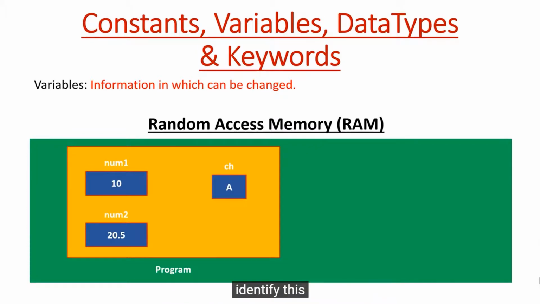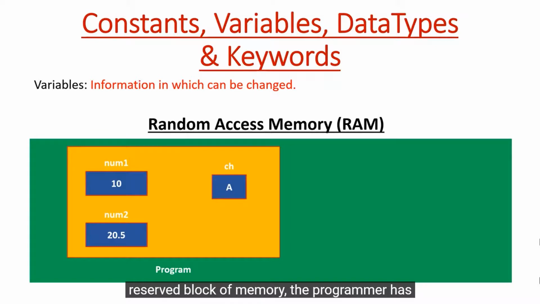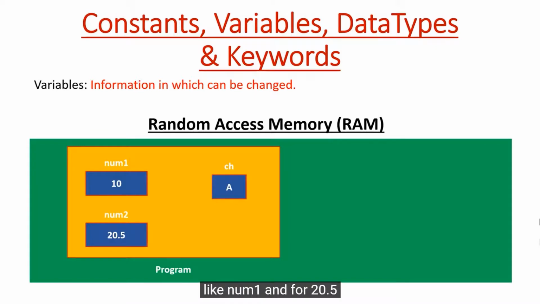Now, to identify this reserved block of memory, the programmer has to name it, like num1, and for 20.5, num2, for letter A, ch. These names of blocks are nothing but called variables. So information inside this block, inside this variable can be changed, can be anything. It could be 20, it could be 10, it could be any value. So this is called variable, which is not fixed. The name of this variable could be anything except keywords. You will get to know what are keywords in this tutorial itself.